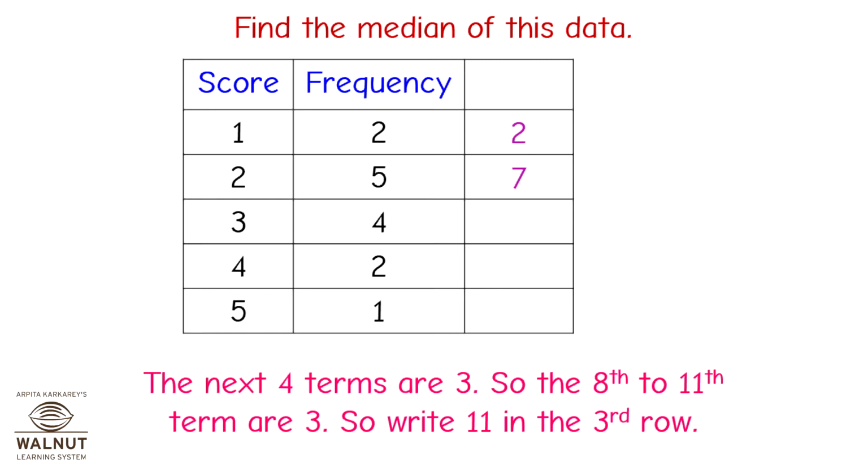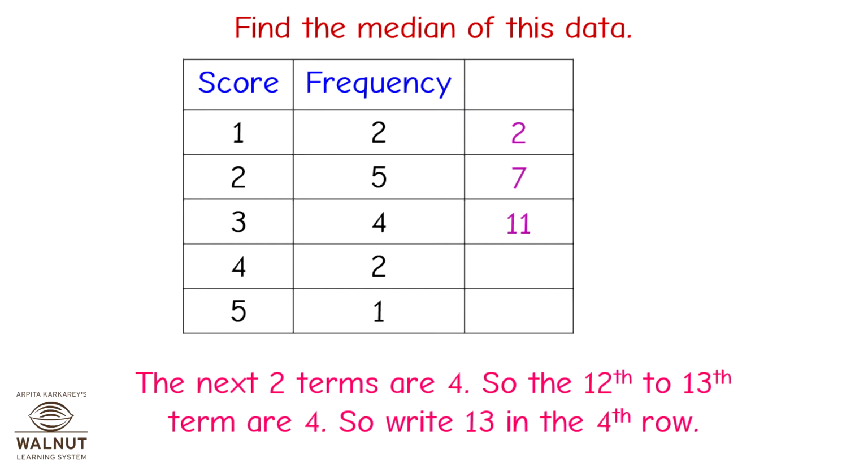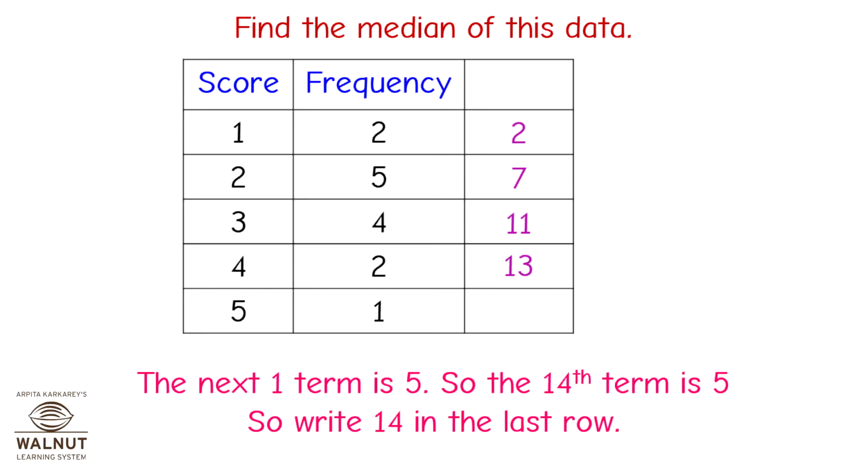The next 4 terms are 3. So, the 8th to 11th term are 3. So, write 11 in the third row. The next 2 terms are 4. So, the 12th to 13th term are 4. So, write 13 in the fourth row. The next 1 term is 5. So, the 14th term is 5. So, write 14 in the last row.